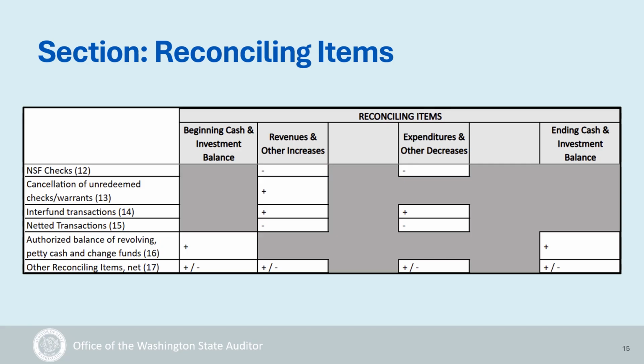Lastly, the other reconciling items section. This is to be reported at the net of the items you place into each specific section in this row. Note that there is a plus or minus on each of these cells. This row is the only one that's not specific for how it's expected to impact the reconciliation. You're welcome to use this row for any of the reconciling items at your government that haven't yet been included in the above lines of this section.